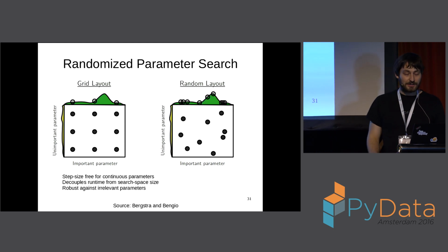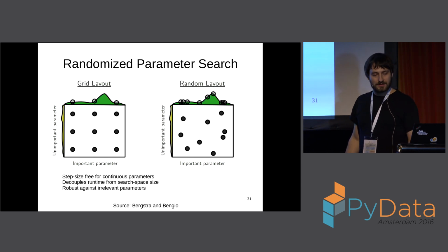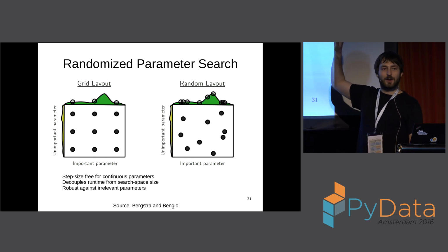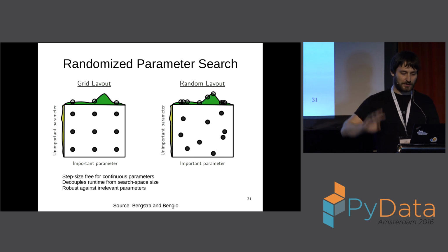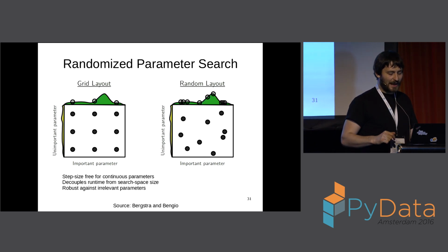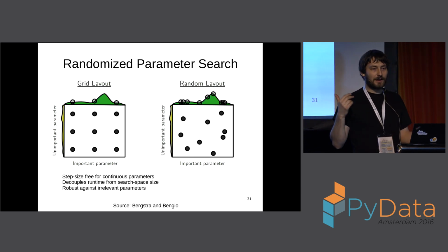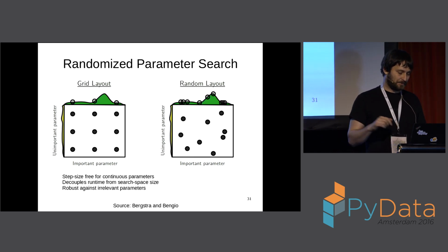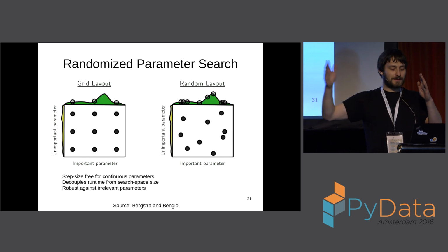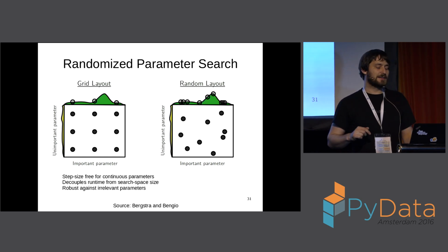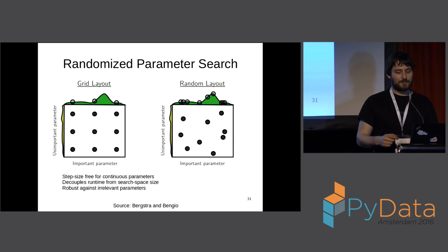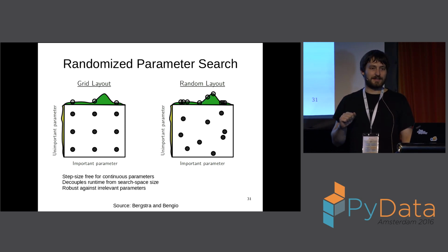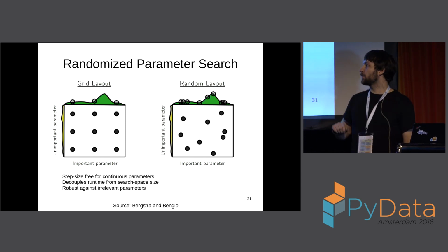There are smarter ways I want to talk about in a bit, but this is really a competitive method, so this actually works quite well. Other benefits are that if you have continuous parameters, you don't need to choose a step size, or how many different settings you want to try. And it decouples the runtime from the search space size. Before, you tried each point.